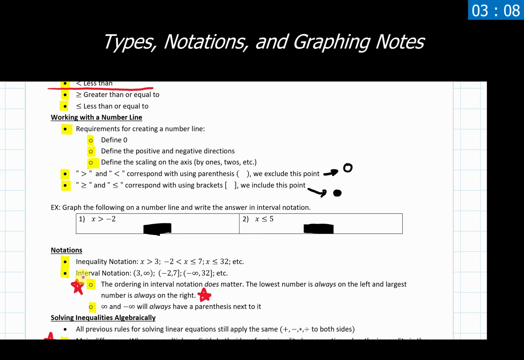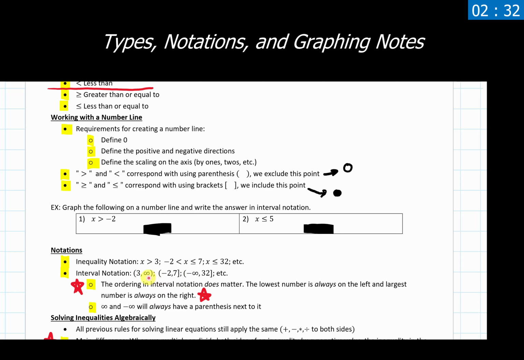Now, two main notes with this interval notation. One of them, this first one, I do have the red stars here for a reason. If you are writing any of these notes down for yourself, please put these red stars around this particular bullet point. This is a very, very important concept and requirement with interval notation that a lot of people don't follow. The order in which interval notation is written does matter. The lowest number always is written on the left, and the largest number is always written on the right.